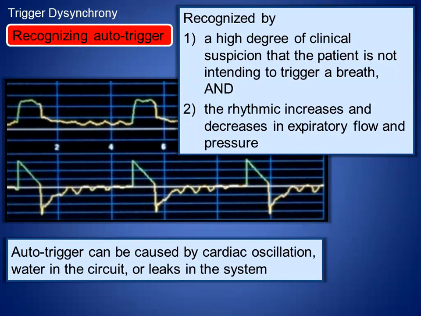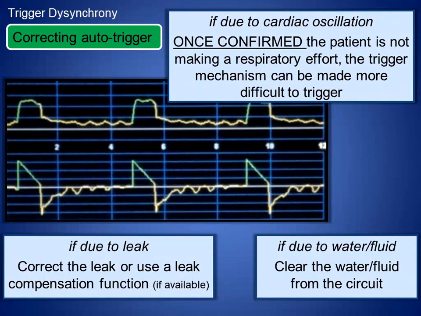Because remember, it's the trigger threshold that the ventilator is monitoring. So whatever decreases that pressure or changes that pressure down to the trigger threshold, the ventilator doesn't necessarily interpret what did it. It just asks if it reached that trigger threshold. And if it does, it turns on, intentionally or unintentionally in this case. To correct this, once you've absolutely confirmed that the patient is not making a respiratory effort, and we have, in this case, a cardiac oscillation, you make the trigger mechanism more difficult for them to trigger on. If it's due to a leak, clearly you would fix the leak. If it's due to water or fluid, you would clear the water or fluid from the circuit. So you would correct the causative agent of your auto trigger there.